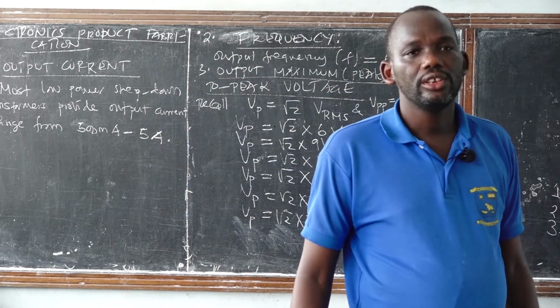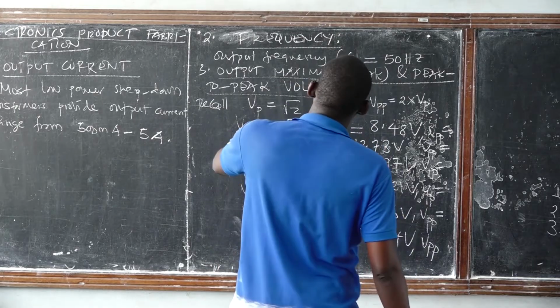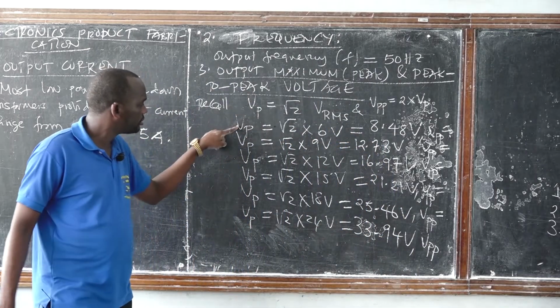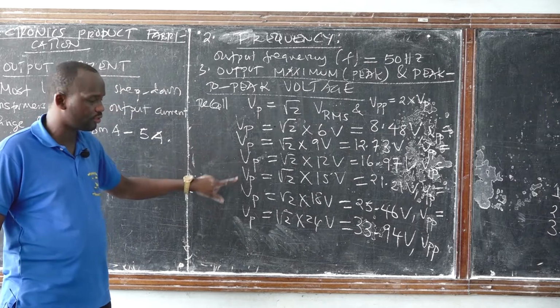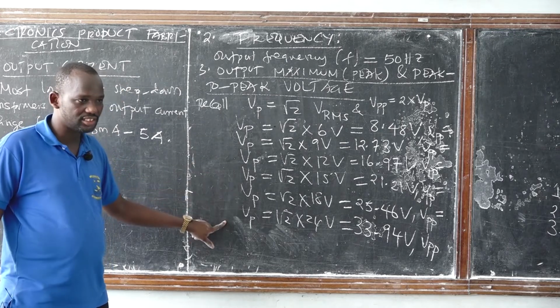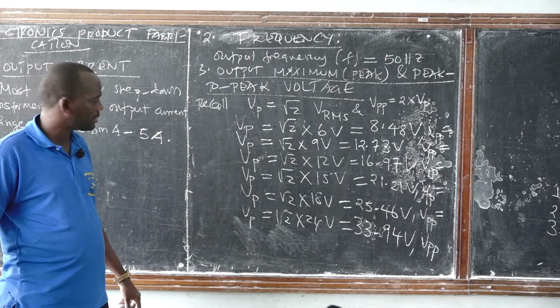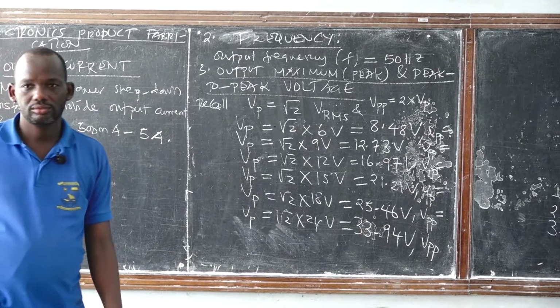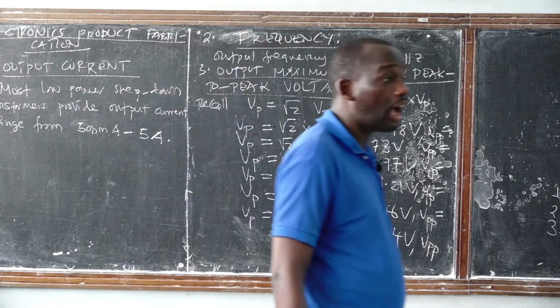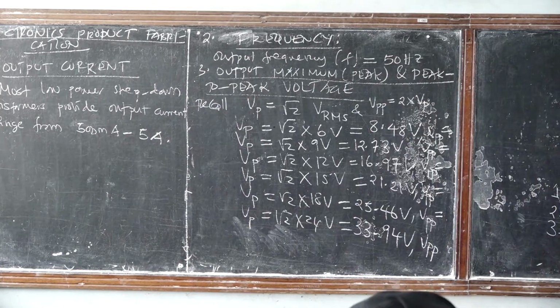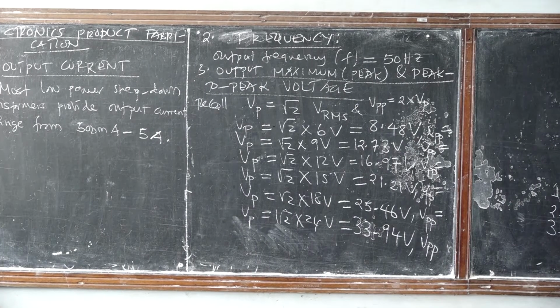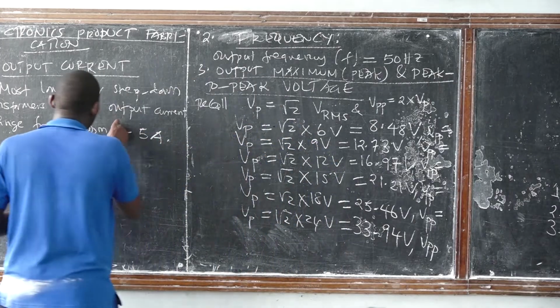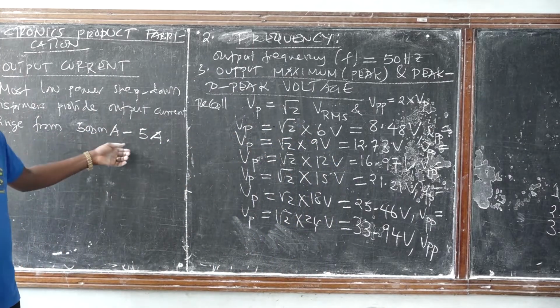Suppose that this is transformer 1, transformer 2, transformer 3, transformer 4, transformer 5, transformer 6. All of these 6 transformers can provide output current within this range. Are we together? I say, this is the range of output current that a transformer can provide.